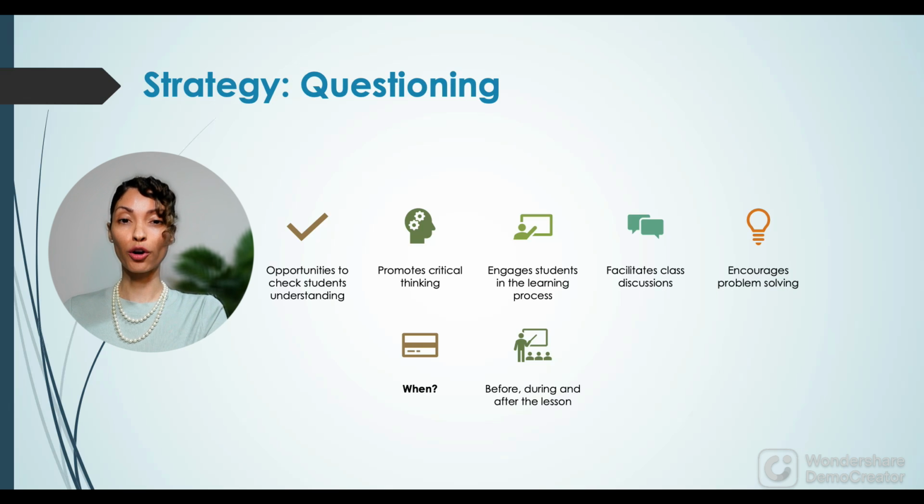Let's begin by looking at questioning. Why is it so important to be intentional with the questions we ask? Well, effective questioning gives us a chance to check for understanding, promote critical thinking, and keep students actively engaged in the learning process. It also helps spark class discussions and it encourages problem solving. Open ended questions, especially the kind that start with why, how, or what if, give students space to explain their thinking, make connections, and reflect on what they've learned.